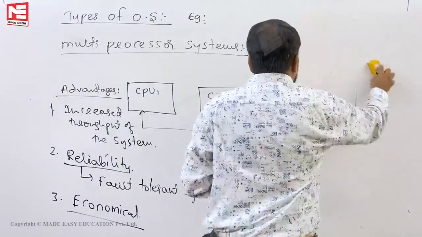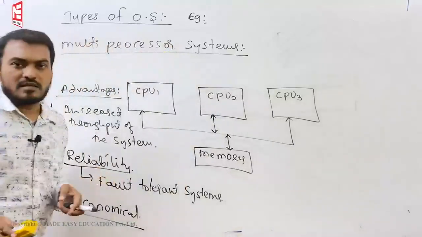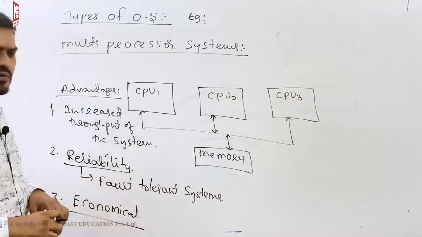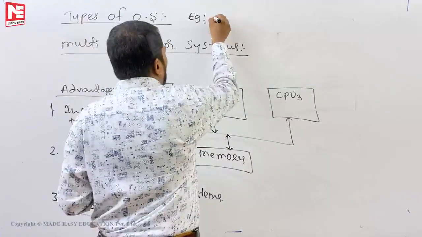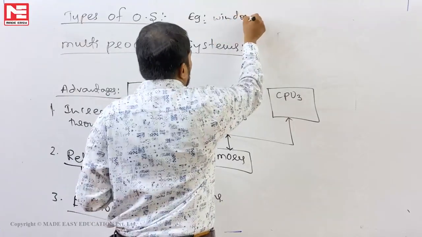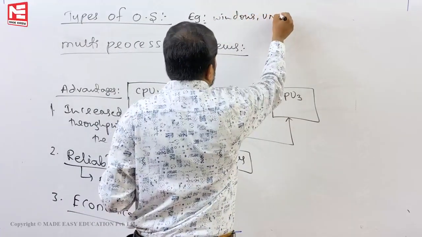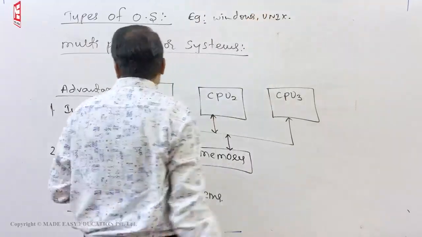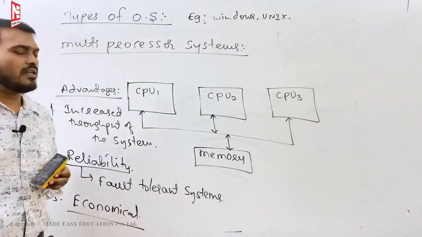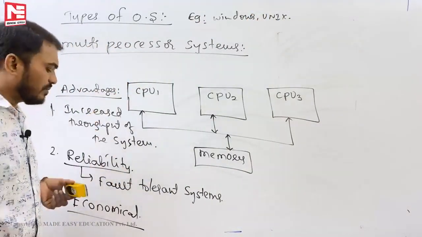So that is about a multiprocessor system. If you want an example for multiprocessor, popularly you have Windows and Unix. Multiprocessor, we have Windows also and Unix also. You can take both of them as examples.